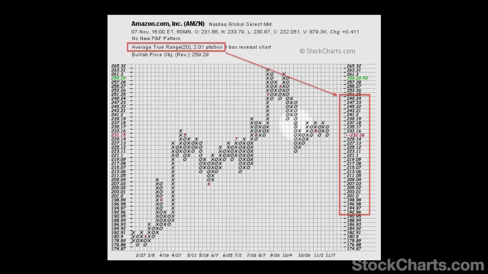And the final method is the average true range, and that takes the value of the average true range for the period chosen and uses it for the box size. And in this Amazon example, the 20-period average true range is 2.01. So that is the point size for each box.